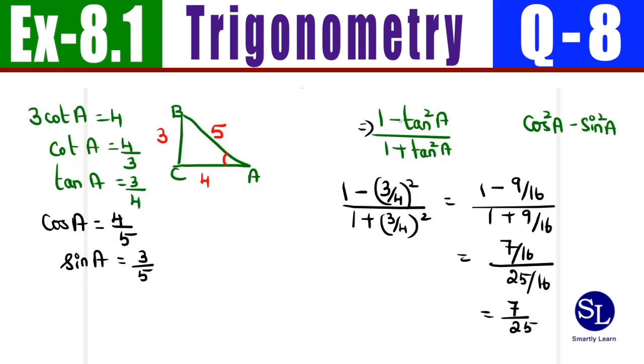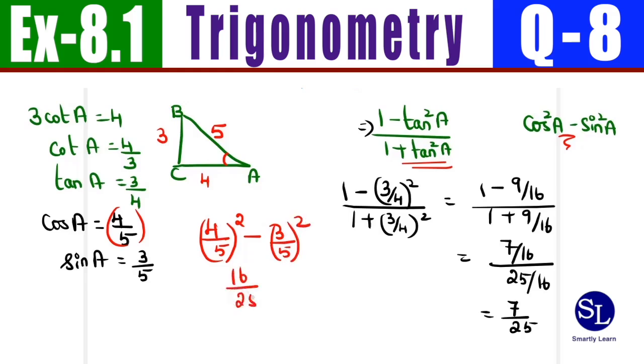Now that we have evaluated (1 minus tan squared A) by (1 plus tan squared A), let's evaluate cos squared A minus sin squared A. Cos squared A is going to be (4 by 5) the whole squared minus sin squared A, which is (3 by 5) the whole squared. So this is 16 by 25 minus 9 by 25. So this is equal to 7 by 25. So we see that both these expressions are same. So we can conclude that (1 minus tan squared A) by (1 plus tan squared A) is equal to cos squared A minus sin squared A.